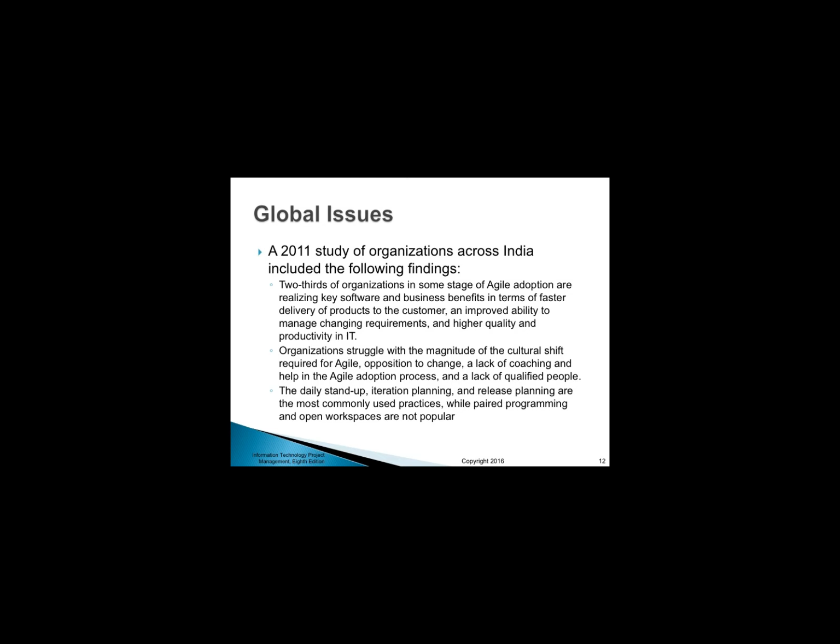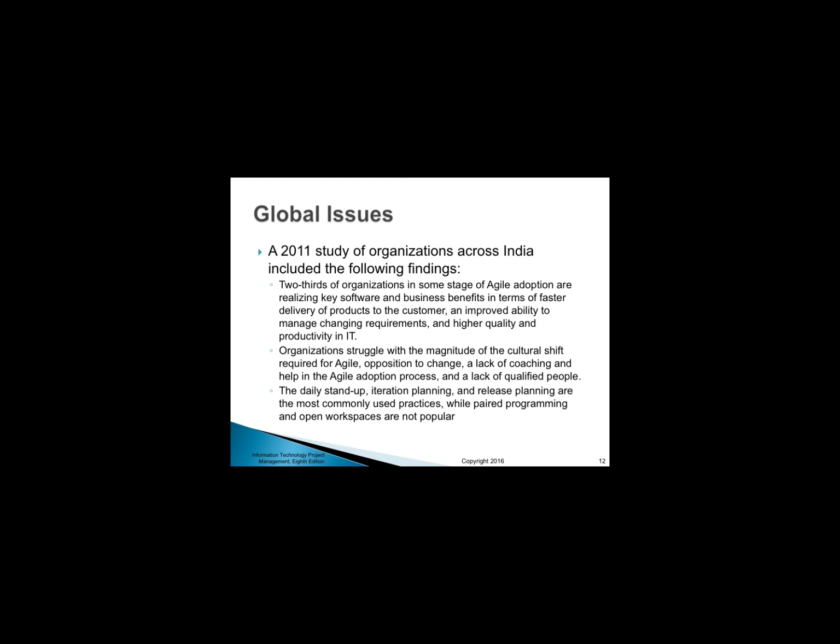Global issues. A 2011 study of organizations across India included the following findings. Two-thirds of organizations in some stage of Agile adoption are realizing key software and business benefits in terms of faster delivery of products to the customer, an improved ability to manage changing requirements, and higher quality and productivity.